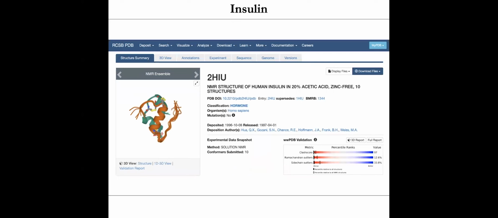And so here is the deposition of the insulin hormone that we're going to be looking at right now. Its code is 2HIU. It's Homo sapiens, so it's the human insulin gene, and it was made from that. It was deposited way back in 1996 by this group here. And instead of crystallography, this structure was determined using protein NMR. And there were 10 conformers submitted. NMR gives you a more dynamic look at a protein structure because it can actually look at the movement of the structure in solution.